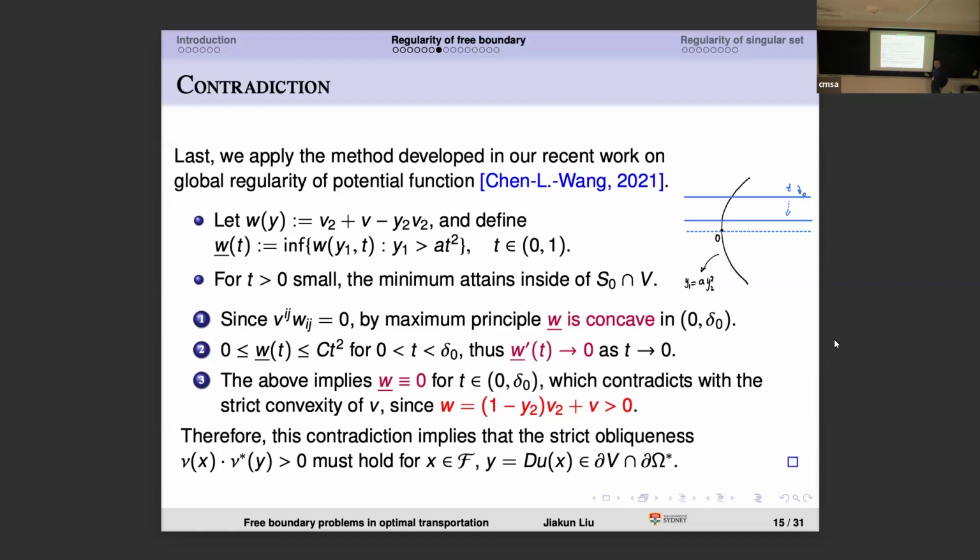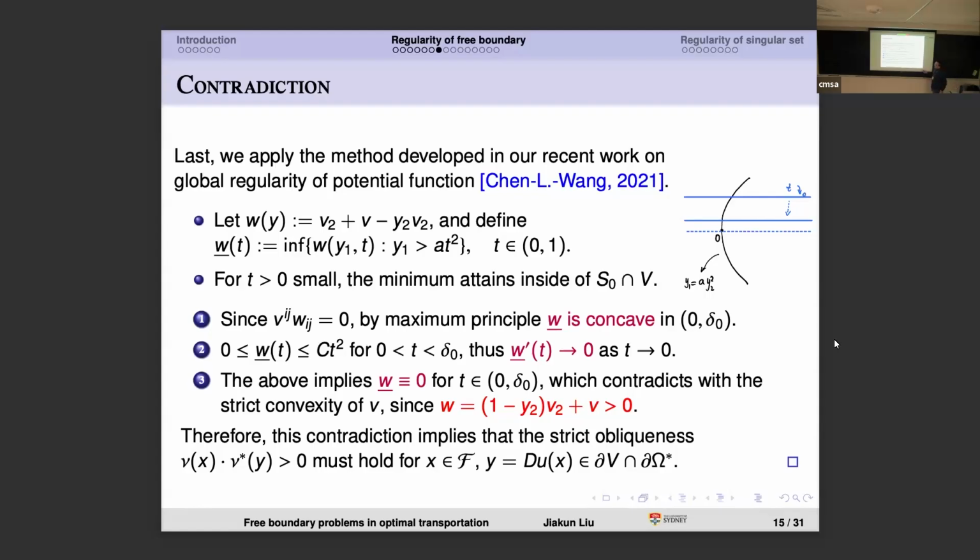Any questions? Okay, go ahead. In terms of the right-hand side, you're only using that it's pointwise continuous at the domain point and target point? Yeah, pointwise, yeah. A constant of the blow-up. Yeah, that's right.